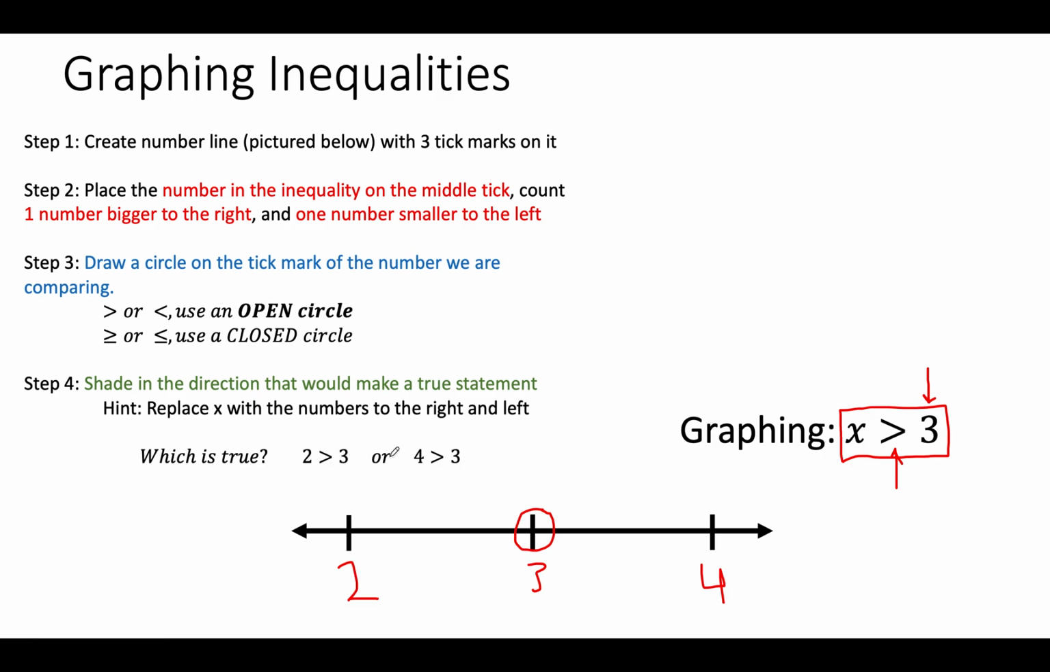So we have 2 is greater than 3 or 4 is greater than 3. Well, if we look back at our comparing numbers, you guys did pretty well with this, so we can all agree that 2 is greater than 3 really doesn't make sense. Now, 4 is greater than 3. Right? I would rather have $4 than $3. So I know 4 is greater than 3. In that case, I would go ahead and shade my number line to the 4 side.